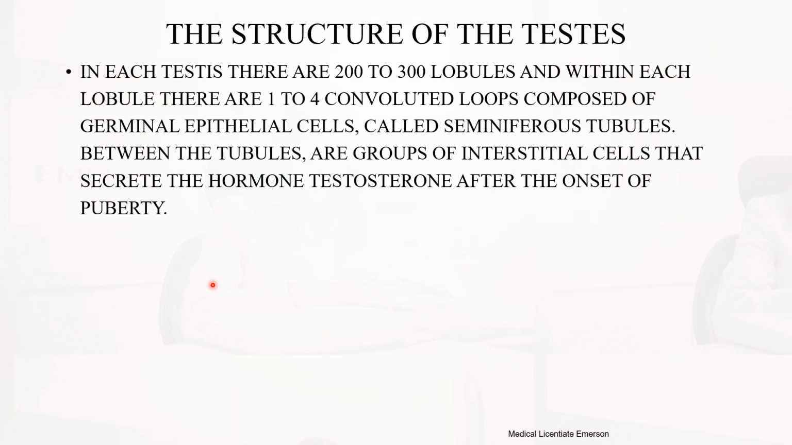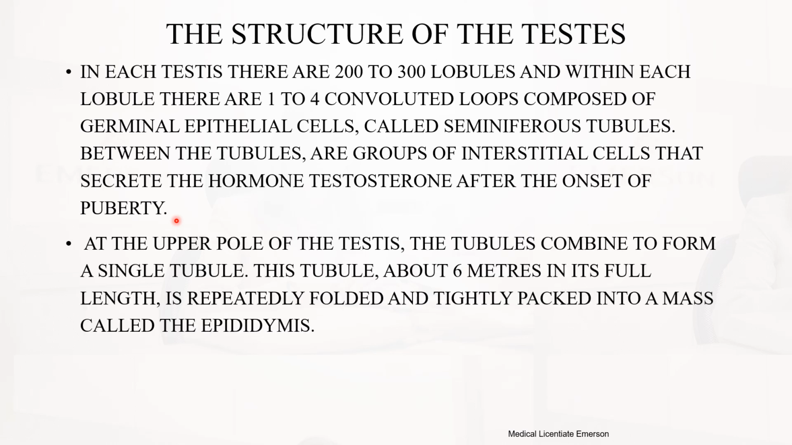Okay. Then in each testis there are 200 to 300 lobules, and within each lobule there are 1 to 4 convoluted loops composed of germinal epithelial cells called seminiferous tubules. Then between the tubules are groups of interstitial cells that secrete the hormone testosterone after the onset of puberty. That's about in between the tubules themselves inside the testis. We're saying they are a group of interstitial cells. Okay.